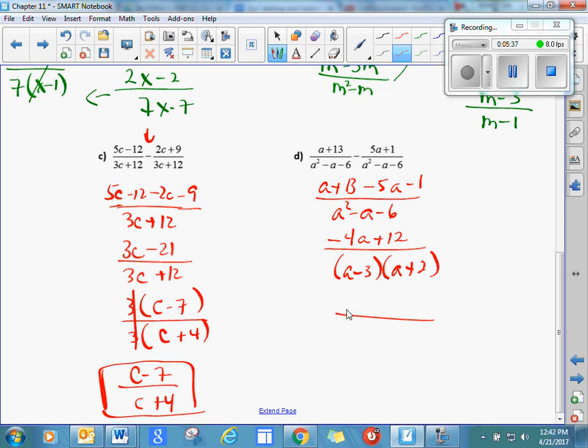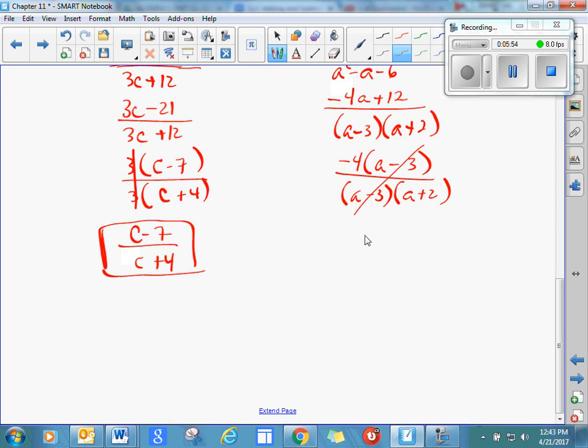Numerator, what can I take out? -4. I see that leading negative. I'm going to take out the negative, and I'm going to end up with a minus 3. And cancel the factors that will cancel, and I'm left with -4 over a plus 2, and that pretty much takes care of page 102.